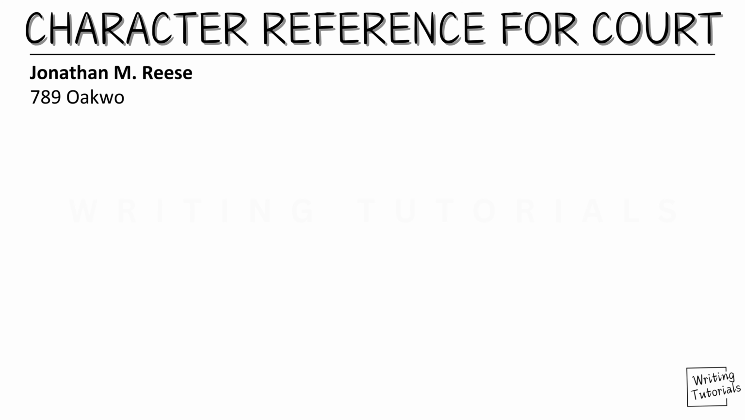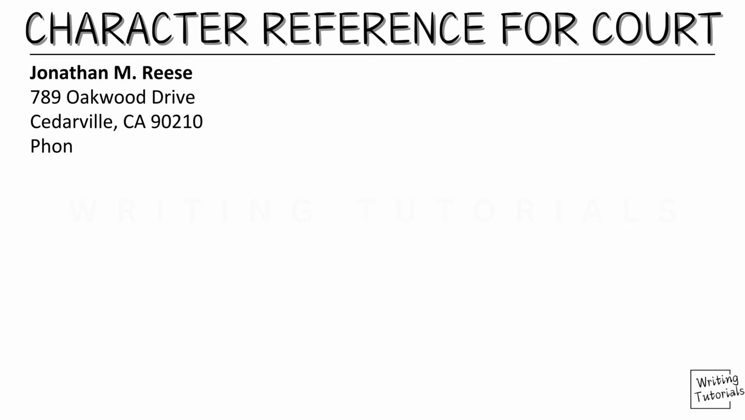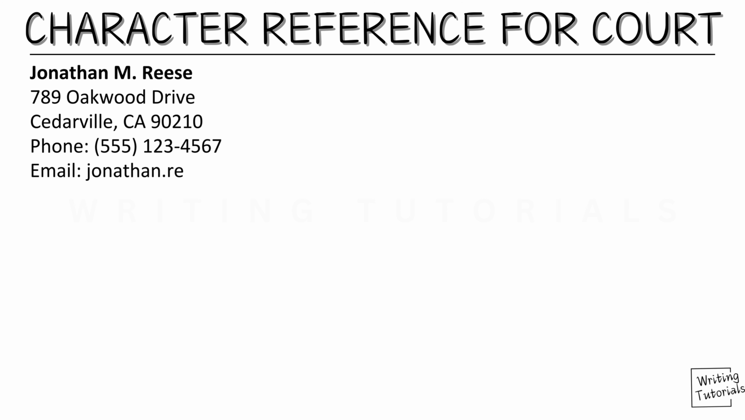Header section. First, we begin with the header. In this section, you'll include the writer's full name, address, phone number, and email. In our sample, Jonathan Reese includes all these details, which helps the court see that this letter is legitimate and that he's available for follow-up if needed.